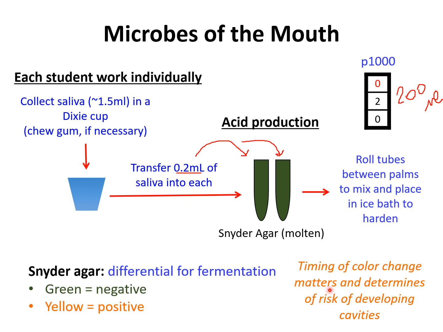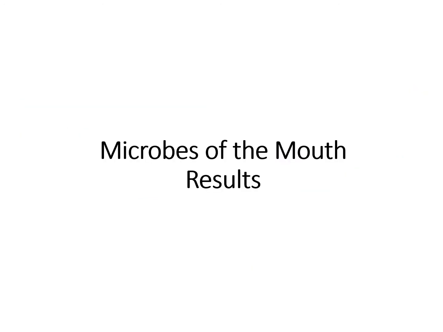But for all of us, is it going to go from green to yellow? Yes, because all of us will have bacteria in our mouth that has the capability of fermenting sugars. It's just the timing of it. The faster those tubes turn yellow, the more at risk you are of developing cavities. So let me show you some of the results.